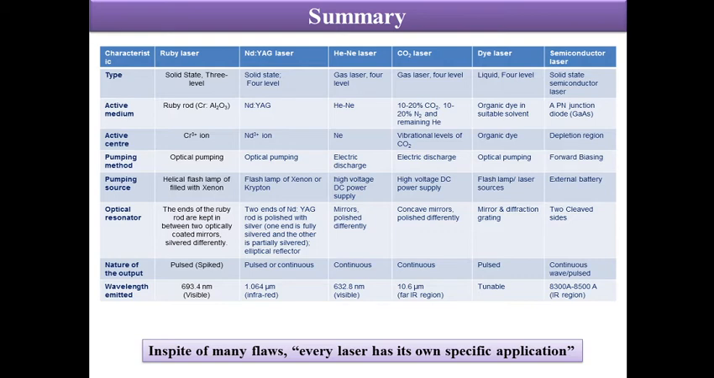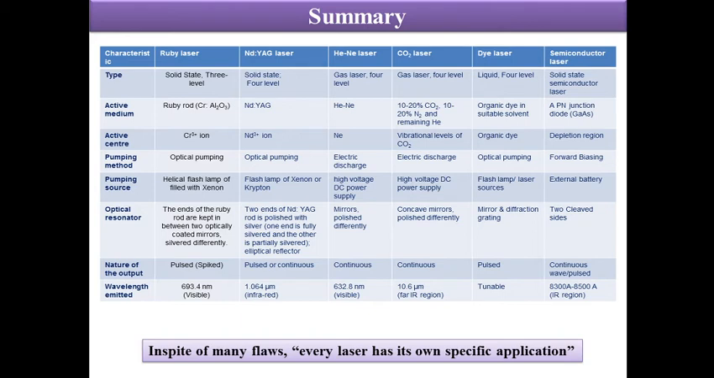And the pumping source, if we talk about optical pumping, then generally a helical flash lamp in which the ruby rod is inserted is used as an optical pumping source in ruby lasers, while we have the same flash lamp for Nd:YAG lasers. A high voltage DC power supply is used as a pumping source in case of helium neon laser and CO2 lasers. In dye lasers, we have again optical pumping, which is generally done by different laser sources. And in semiconductor lasers, we use an external battery.